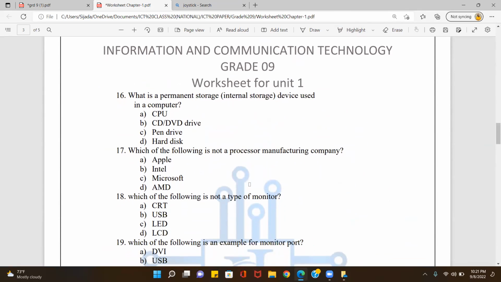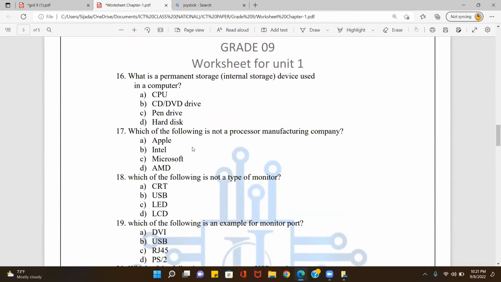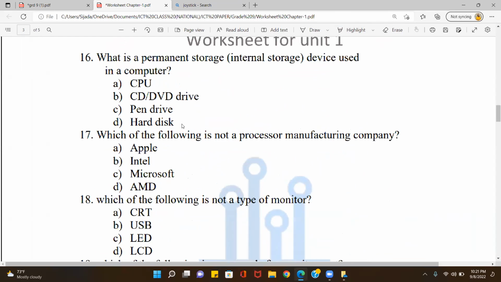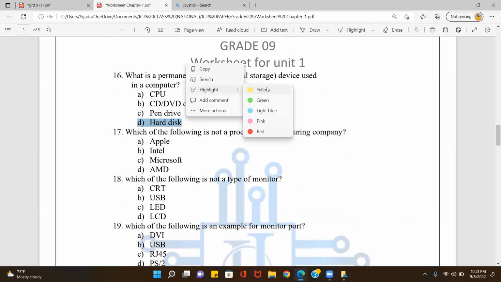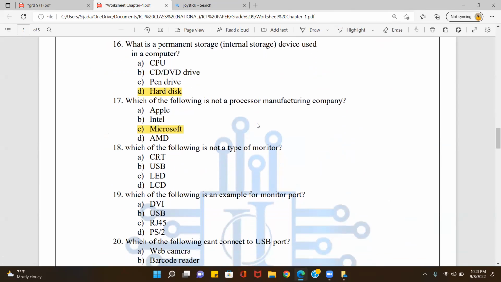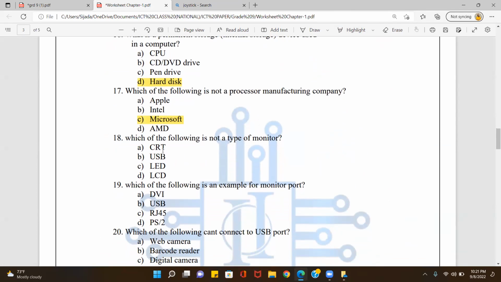Then what is a permanent storage device used in a computer? Just now I told you it's the hard disk. Hard disk is considered as a permanent storage or the main storage device. Then which of the following is not a processor manufacturing company? It is Microsoft.